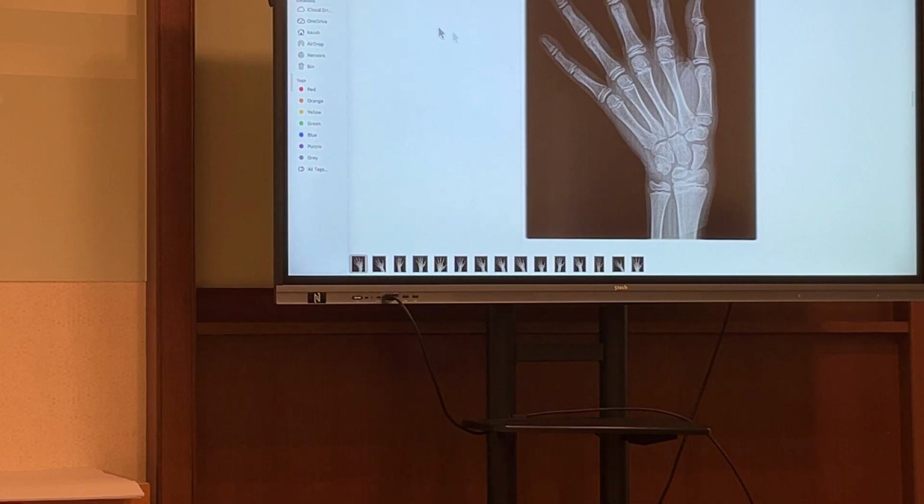Perfect. So you see pisiform here just coming in. Sesamoid is not there. So this patient is just entering stage 2. Everybody clear? Next.